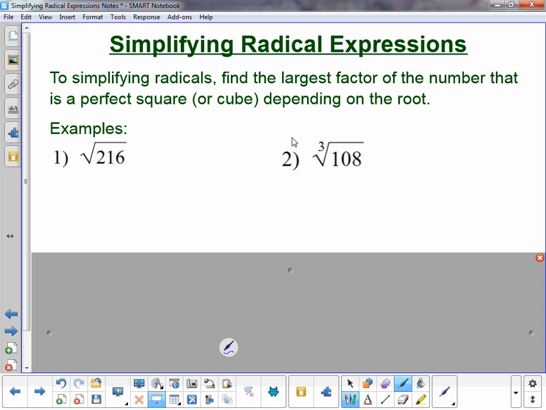So if you look at the list of perfect squares, which one of those do you think divides into 216 evenly? Well, 6 is a perfect square, though. But 6 goes into 216 how many times? How many times does 6 go into 216? You need a calculator. Grab a calculator.